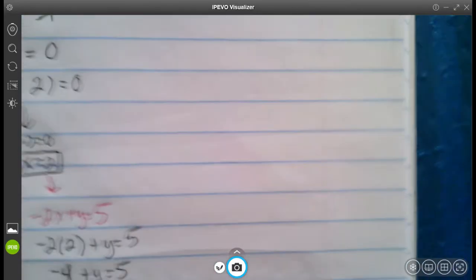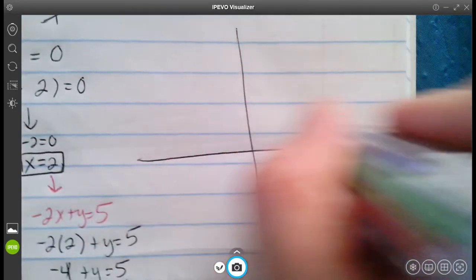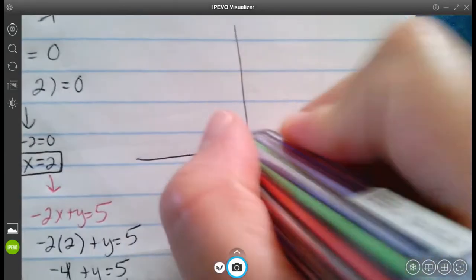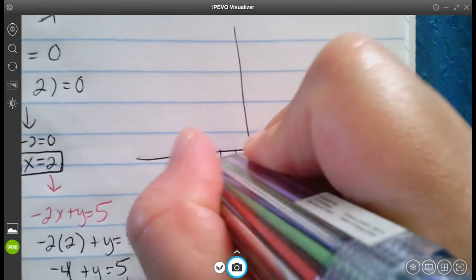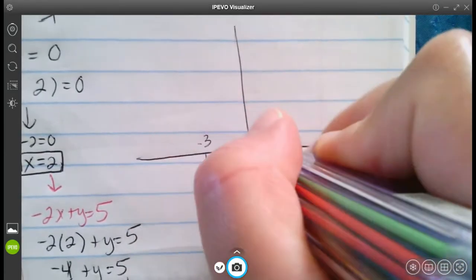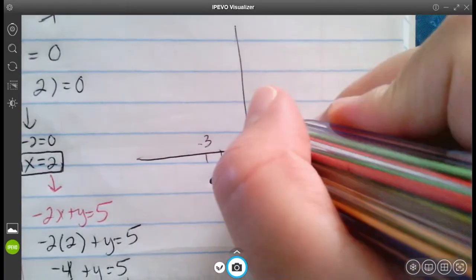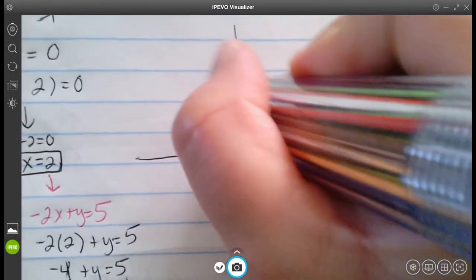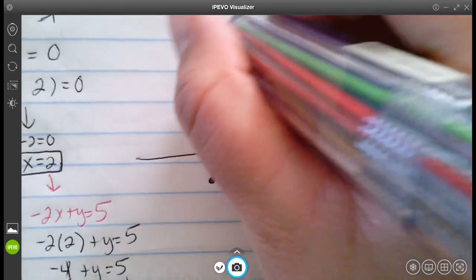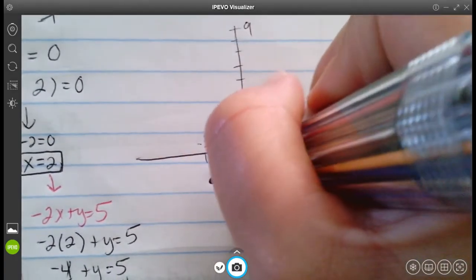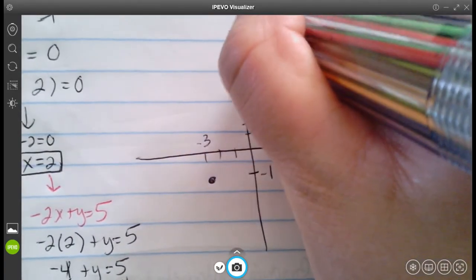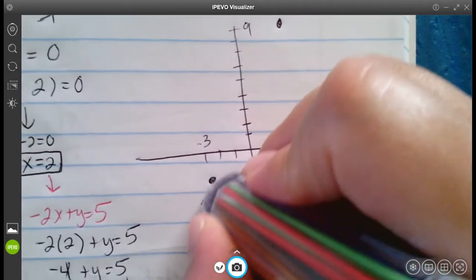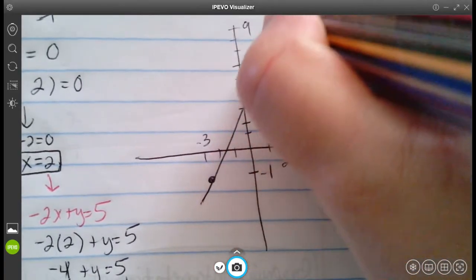Which means, and I'm going to do this super, super fast, if I were to graph this, and this is just a super quick sketch, okay? At negative 3, negative 1, and at 2, 9, so 1, 2, 2, 3, 4, 5, 6, 7, 8, 9. So somewhere here, you have a solution of sorts.